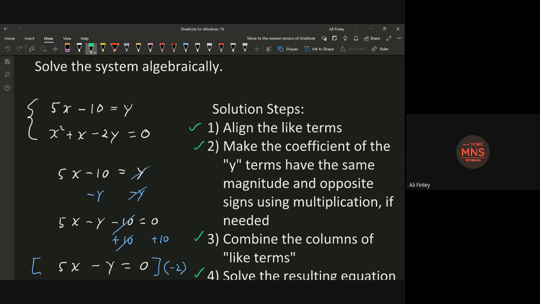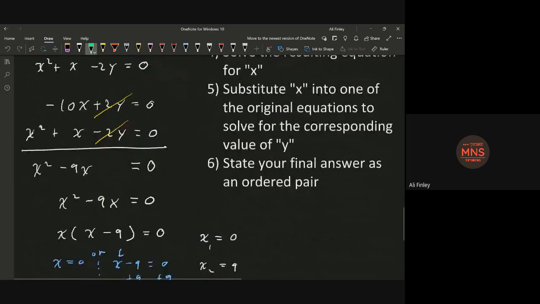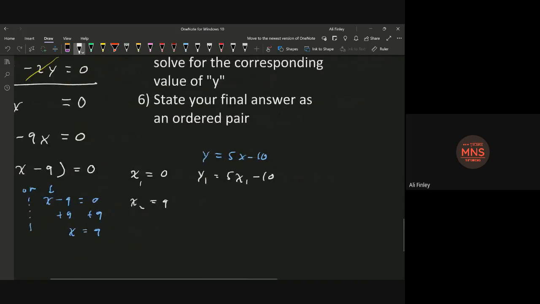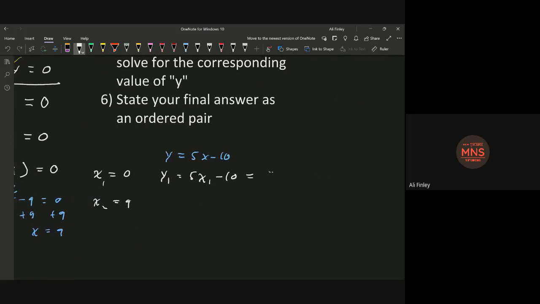We'll write it as y is equal to 5x minus 10. What that means is that y1, which will correspond to x1, so y1 will equal 5 times x1 minus 10, which will equal 5 times 0 minus 10. So 5 times 0 is going to be 0, minus 10 is going to be negative 10. So our y1 is negative 10.